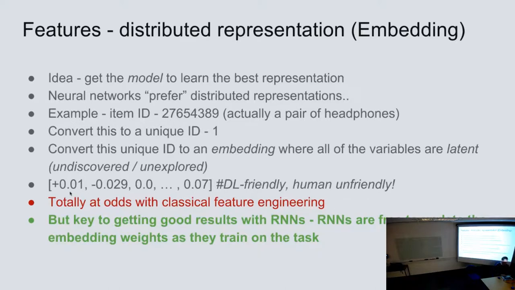So you end up with something like this, which is, in the comment, very friendly to a deep learning model and exceptionally unfriendly to a human. This tends to explain why DL models become so black box and hard to understand, because if you look at them on the way through, they're just processing these lists of data. It's not something you can look at as a human and figure out what it's actually doing. So this couldn't be more at odds with classical feature engineering, but it's key to getting good results with deep learning models.